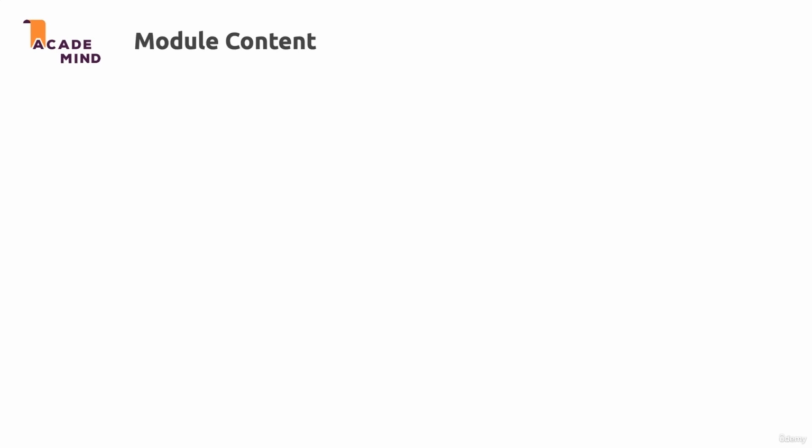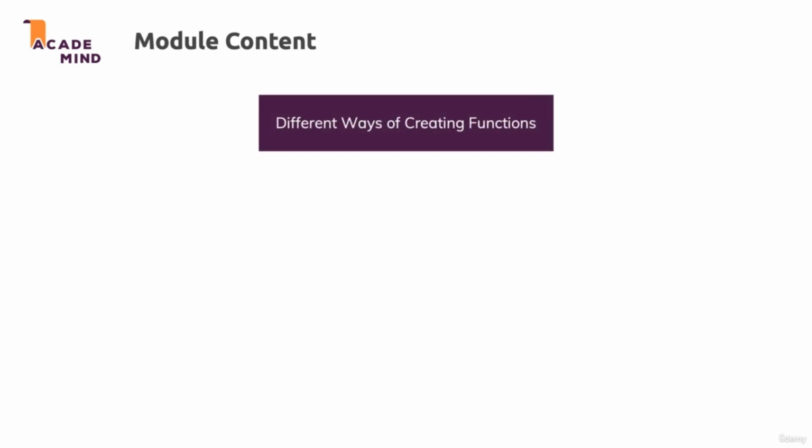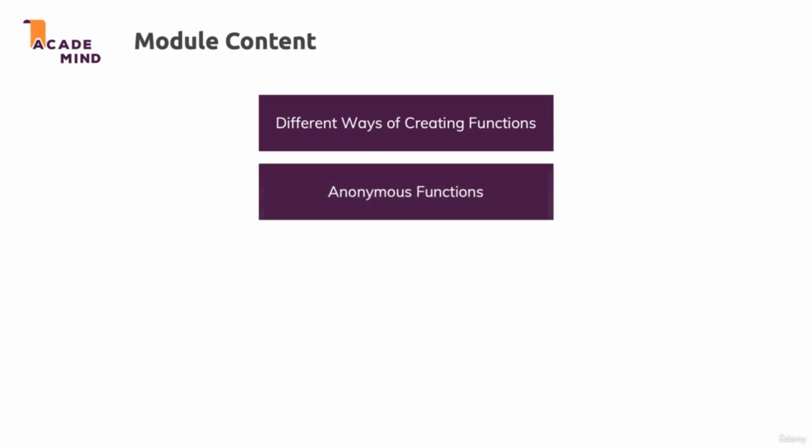To be precise, in this module, after a very brief refresher of what we already know about functions, we'll dive into different ways of creating functions because there's more than the one single way we know thus far. We'll have a closer look at anonymous functions, something I briefly touched on in the behind the scenes module, but I didn't really explain what that is and why we might want to use that, and we'll do all of that in this module, of course.